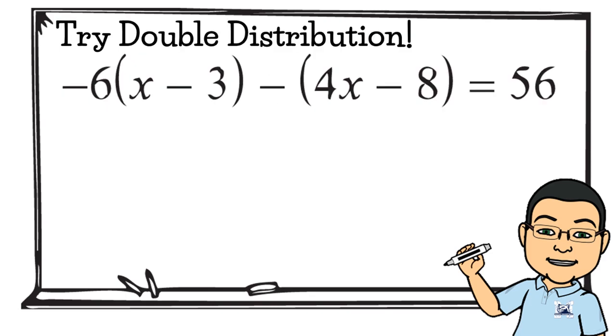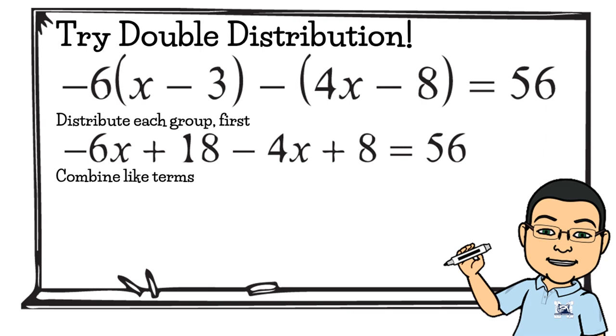All right, what about double distribution? Well, just like it would look, we should distribute each group. So take the negative 6, multiply that by x, then by negative 3. Take the negative 1, multiply by 4x and negative 8. Again, remembering negatives times negative yield positives. So negative 6x plus 18 minus 4x plus 8 all would equal 56.